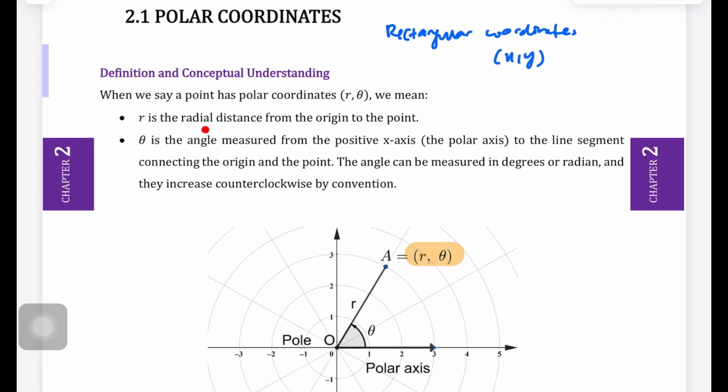So what is r? r is the radial distance from the origin to the point. And theta is the angle measured, and we measure it from the positive x-axis. We'll see that the angle later on can be in degrees or in radians, and it will be counterclockwise. So a positive angle will be read like this.